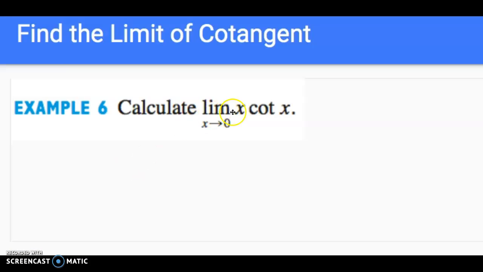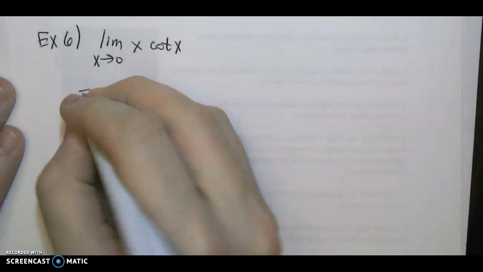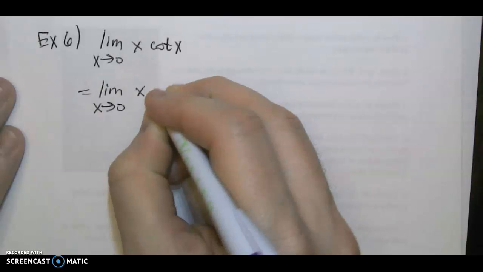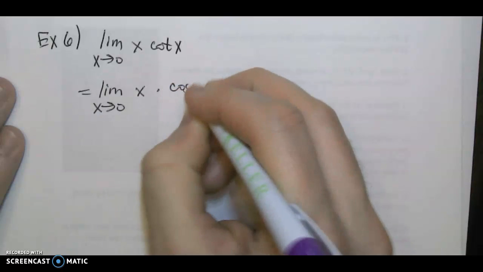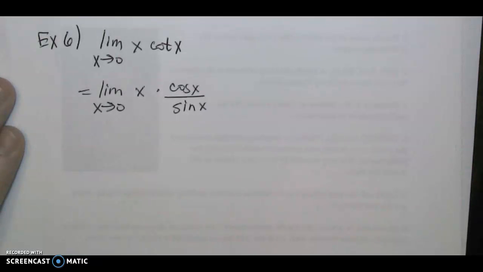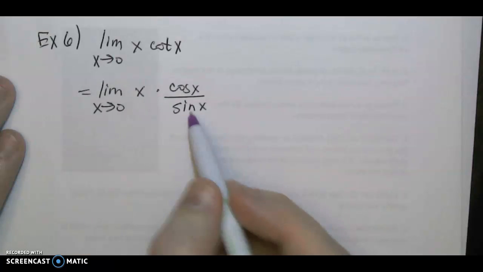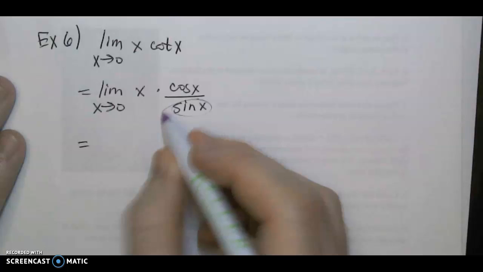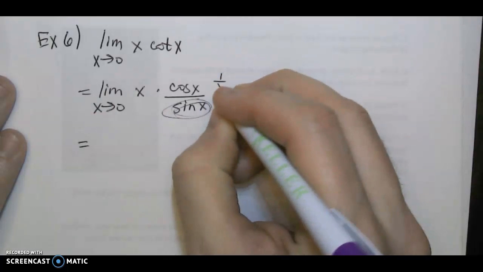Here we've got the limit of x times cotangent x, and what we're going to do is change this into cosine over sine to begin with. So let's start there. And so what we can do is, you've got x over sine x. What we can do is get x on the bottom of this sine x if we multiply top and bottom by 1 over x.